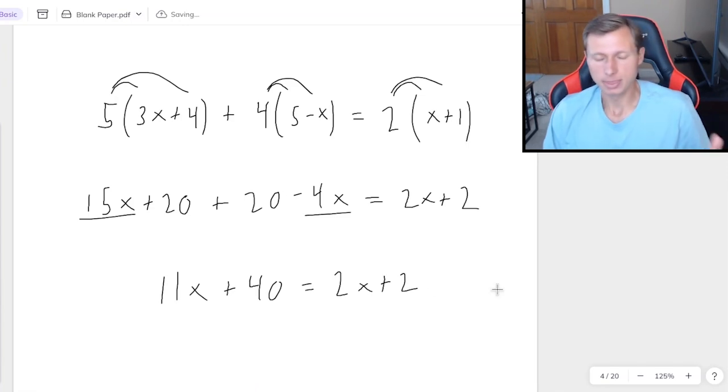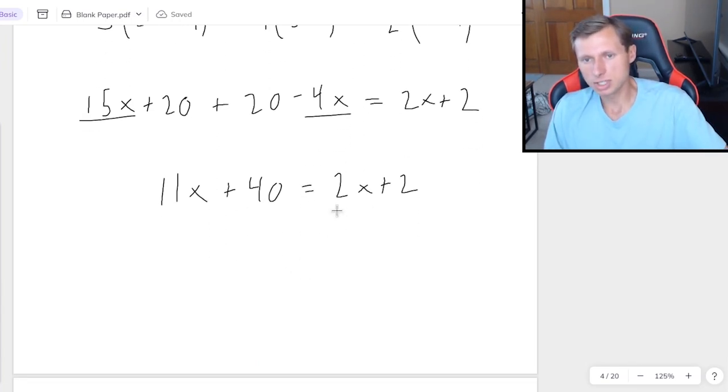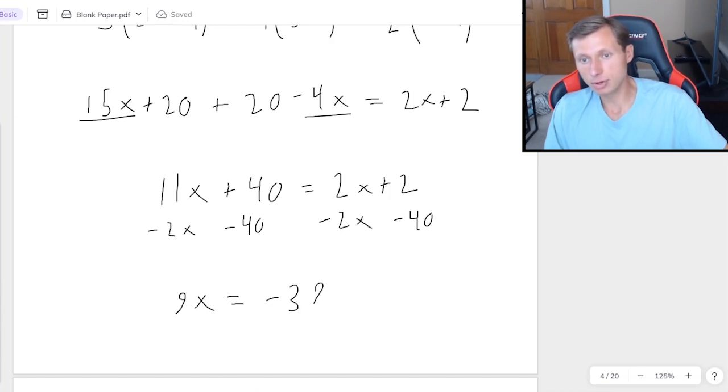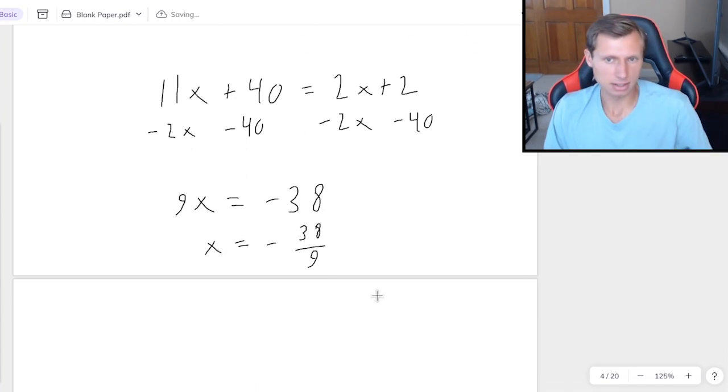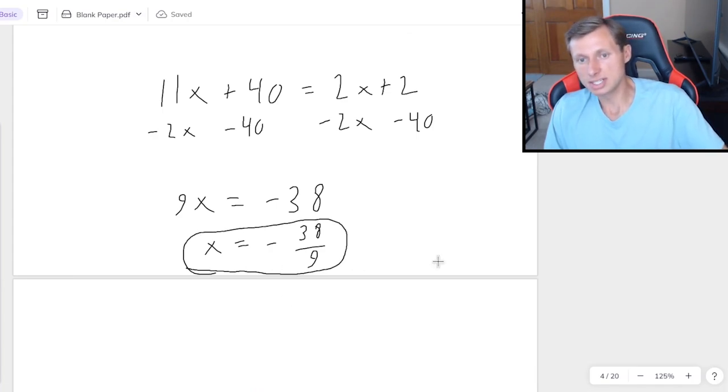So now what do I do? I don't see an x squared anywhere, so factoring would be wrong. Setting it equal to 0 would be wrong. I just have to solve this like a normal algebra problem. In other words, subtract 2x from both sides, subtract 40 from both sides, and I'll get 9x equals negative 38. So then I just have to divide both sides by 9. I have to think to myself, does anything reduce or cancel here? And the answer is no. So this is it. X equals negative 38 over 9.